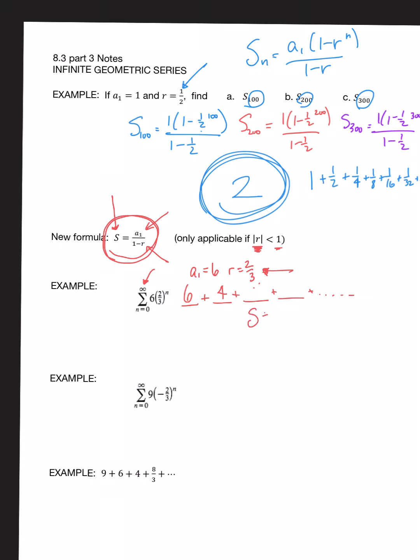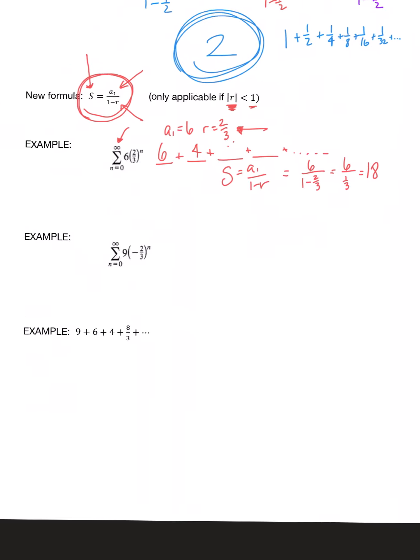I get to use this brand new formula. So I'm going to write the formula and plug in my numbers. A sub 1 is 6, and the ratio is 2/3. So 1 minus 2/3 is 1/3, and 6 divided by 1/3 is 18. So the sum of all those numbers is 18. Now we're going to try this next one.